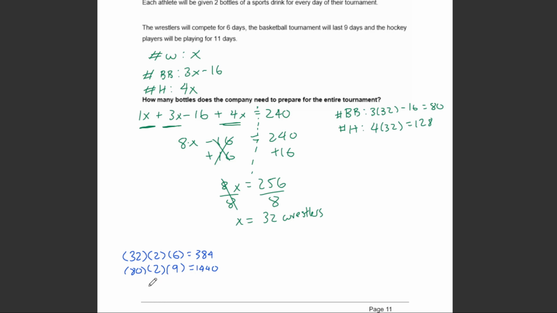Last thing, same for hockey. I've got 128 hockey players. Multiply that by 2. Multiply by how long they're playing for, 11 days. That's going to be 2816. I add these things up, I get 4,640 bottles, with a little smiley face. Okay.